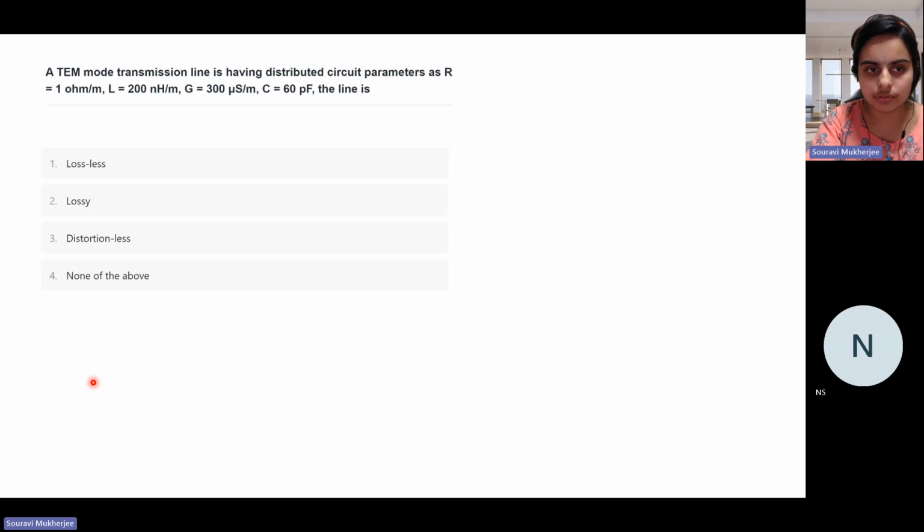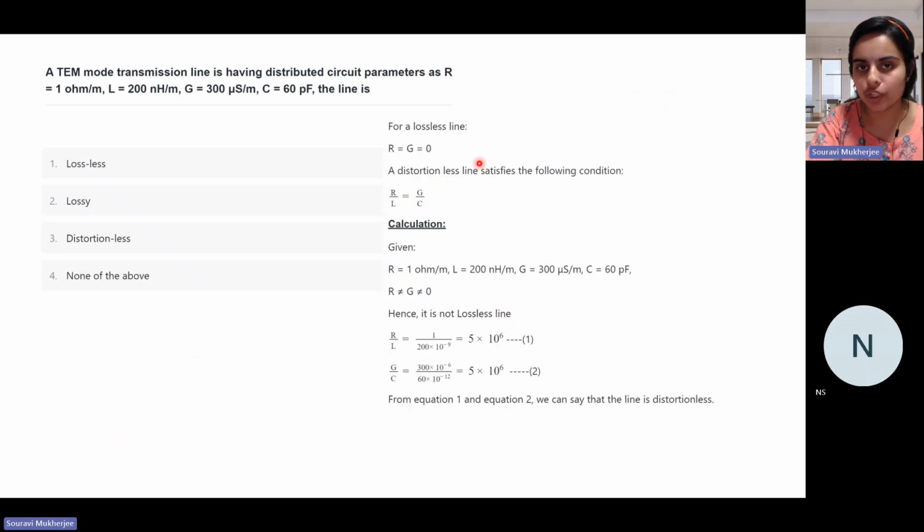Basically, what you have to do is something like this. For a lossless line, what we know is R and G should be 0. That's not the case here. So straightforward, this is wrong. This is not the right answer. Okay, but does that mean it's lossy?